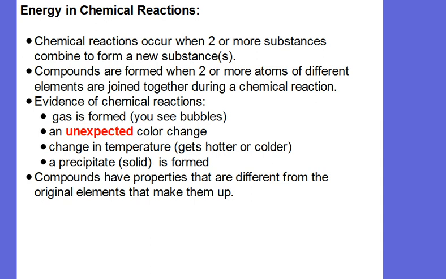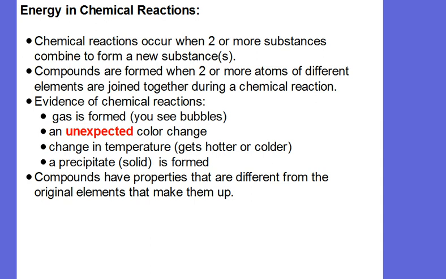The next thing we talked about in our matter unit was chemical reactions and how there's energy associated with that. Chemical reactions occur when 2 or more substances are combined to form a new substance or new substances. Compounds are formed when 2 or more atoms of different elements are joined together during a chemical reaction. Like in a chemical reaction between hydrogen and oxygen, they combine to form H2O, or water. There are several different pieces of evidence we can look at to tell us if a chemical reaction has taken place.